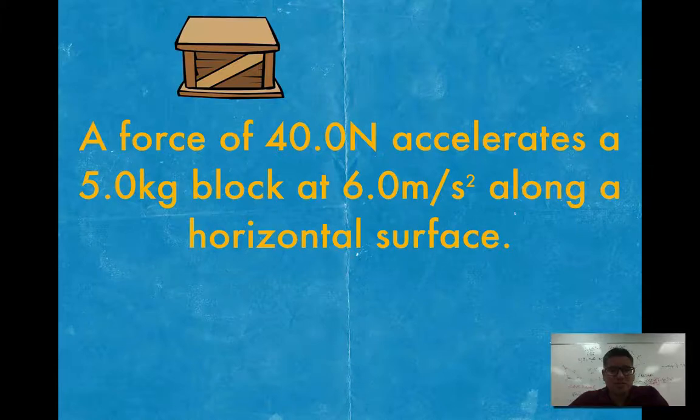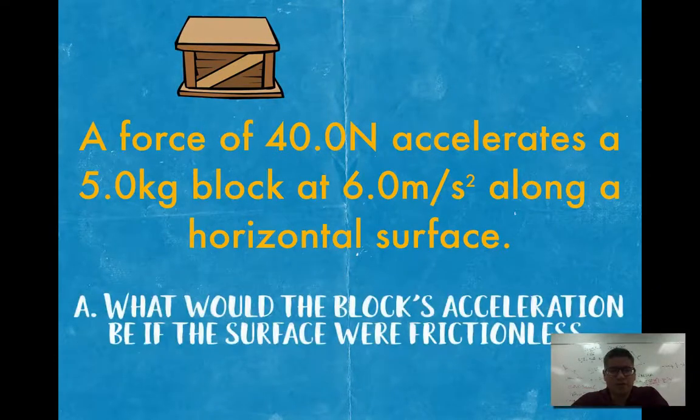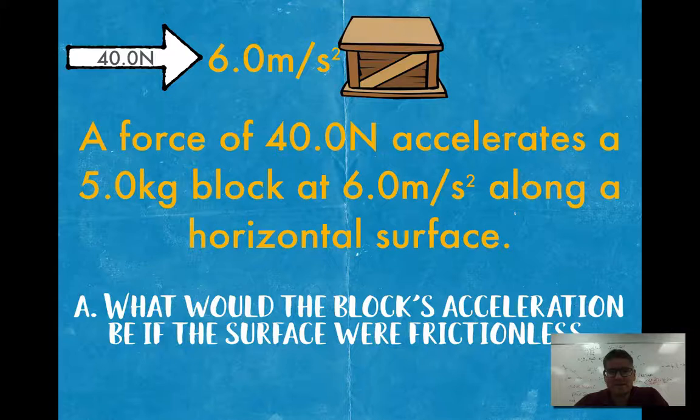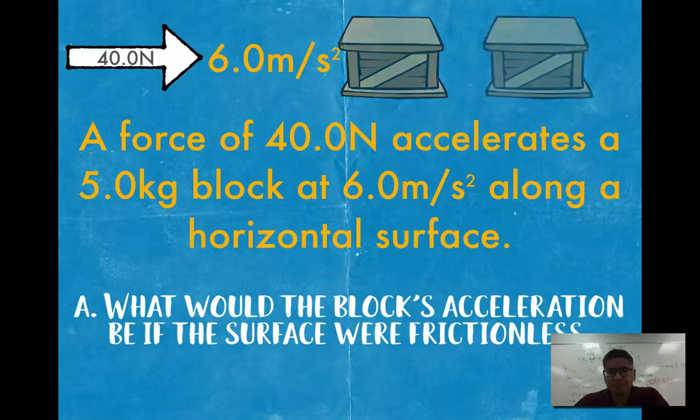As it mentioned, there's a force being applied on this block, and that force is 40 newtons. The first part of this question is asking what would the block's acceleration be if the surface were frictionless? The block is being pushed by a force of 40 newtons, moving along a horizontal axis, and accelerating at 6 meters per second squared.